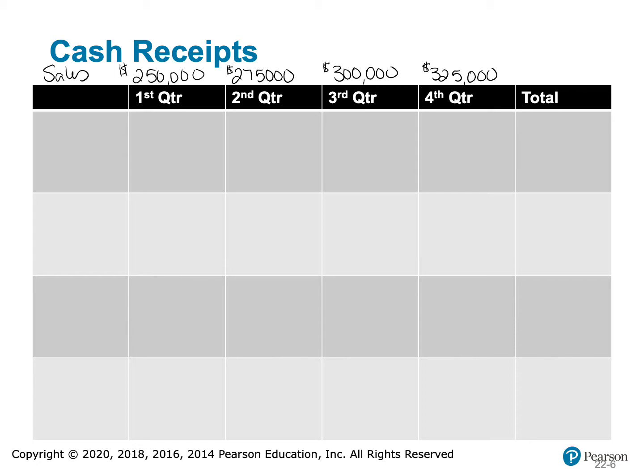All right, so now what we expect to pay, or to receive, sorry, my apologies. The first thing we expect to receive are our cash sales. Remember, our cash sales are 30% of sales for the quarter.